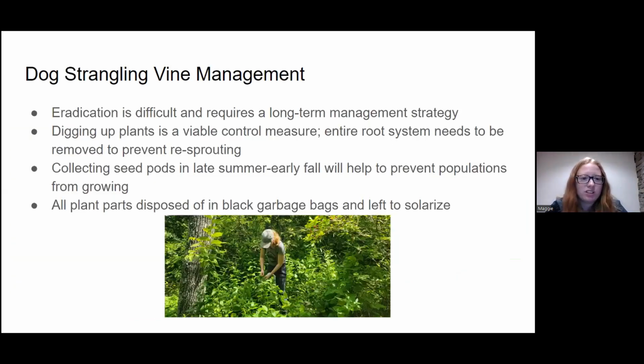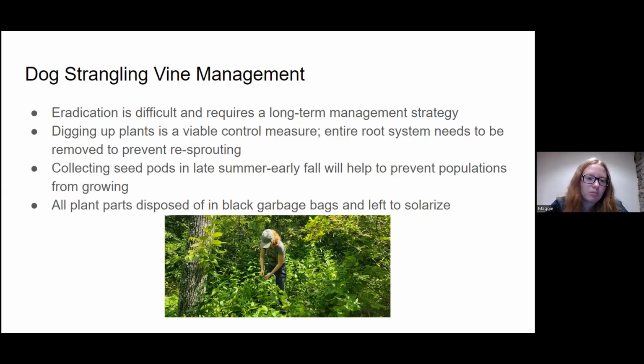So it's another species that's hard to control, and it can take a long time to control. A long-term management strategy is the best way to manage the species. Digging up the plants is a viable control measure. But again, the entire root system needs to be removed, similar to garlic mustard, because it can resprout.